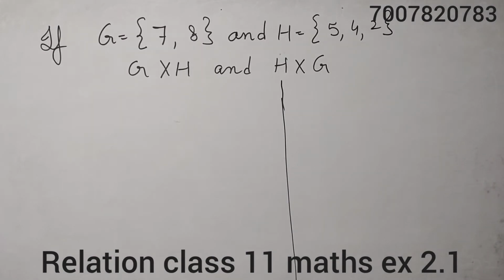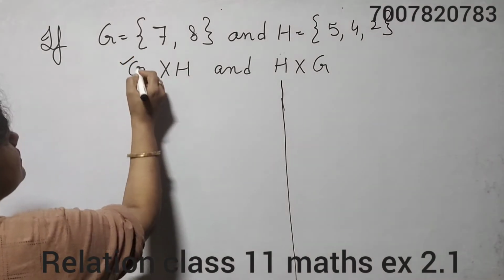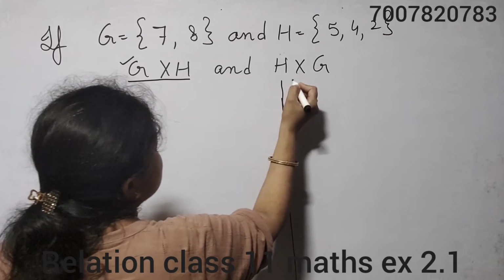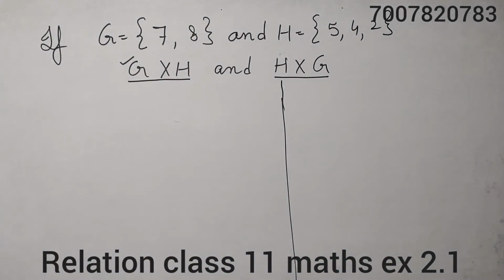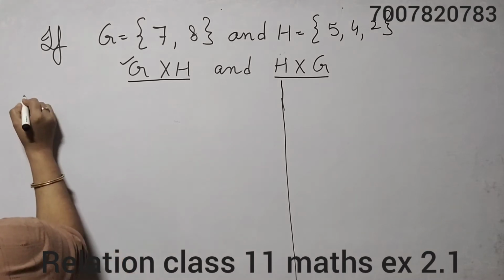Okay. Now with the help of this question, I am going to explain you how will you find the cross product of two sets. This is also known as Cartesian product of two sets. First one, there's a little bit difference. G cross H, H cross G. Is there any difference between the answers of them? Yes. Just see over here.